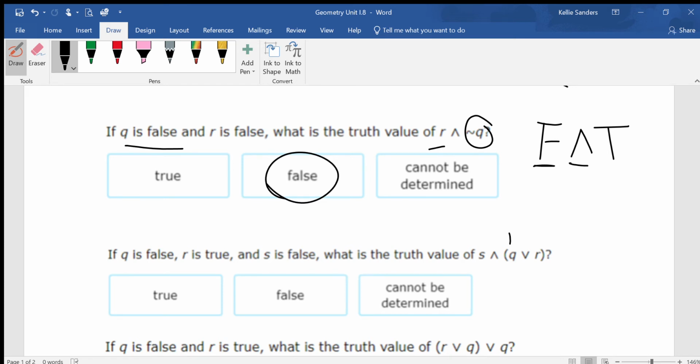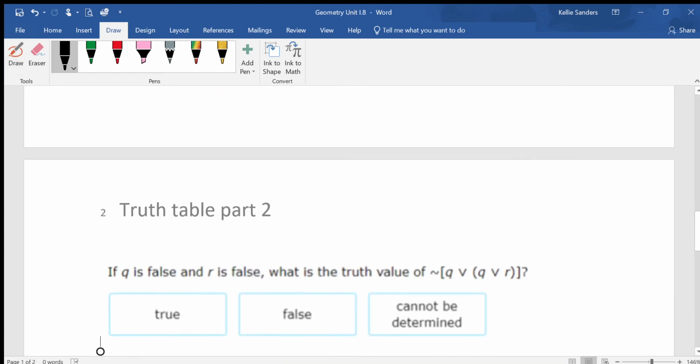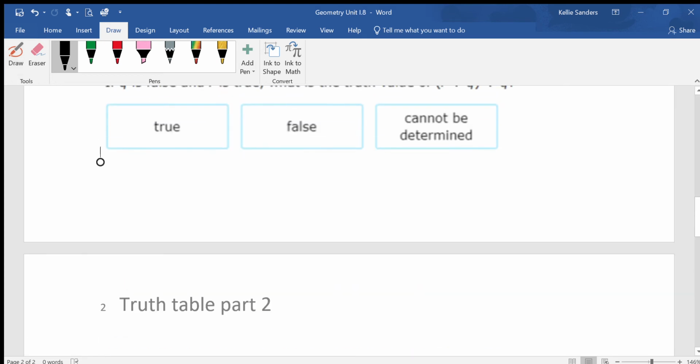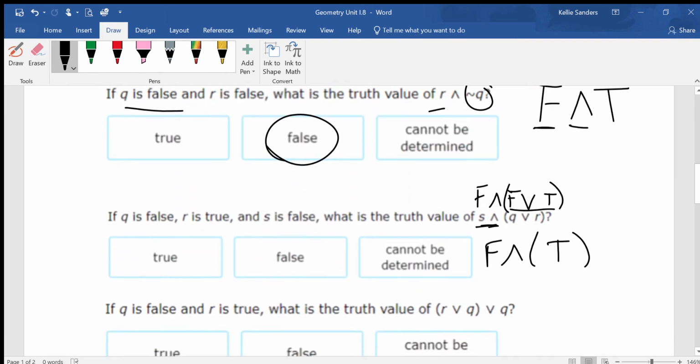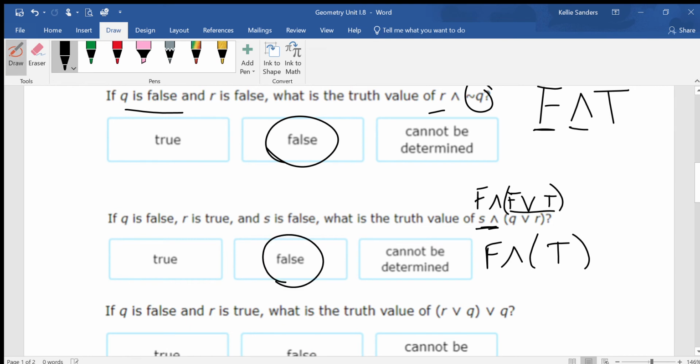If Q is false, R is true, and S is false. Again, it really doesn't matter because we have a false and an and, but let's go ahead and finish it out. So false and false or true is true because you only have to have one true if you have an or. Okay. And then false and true would be false.